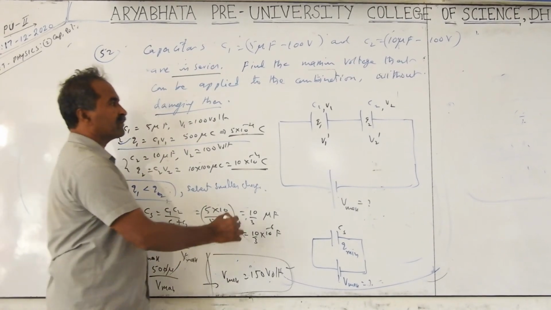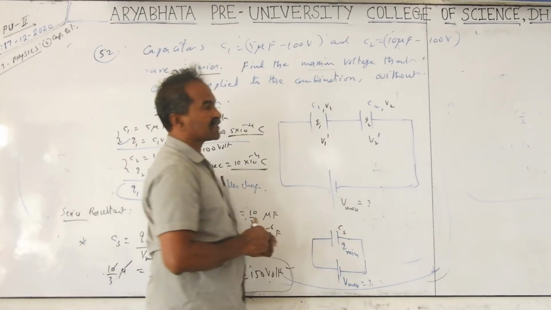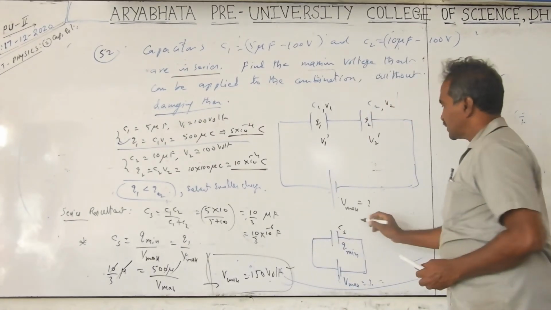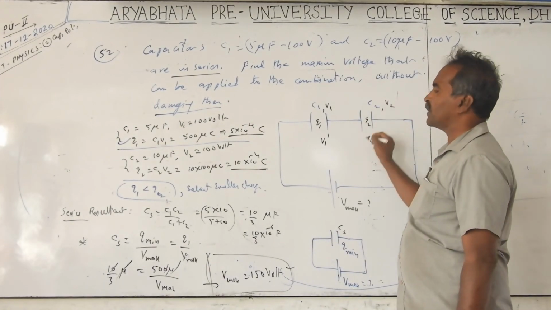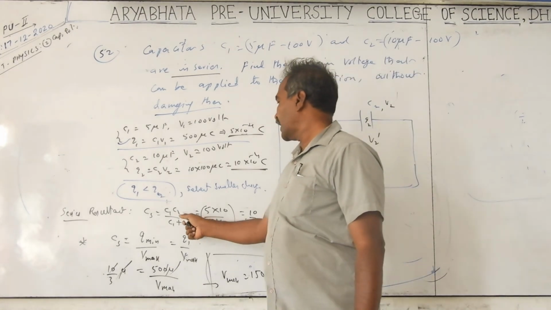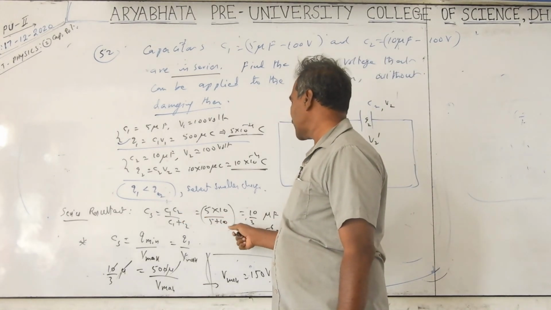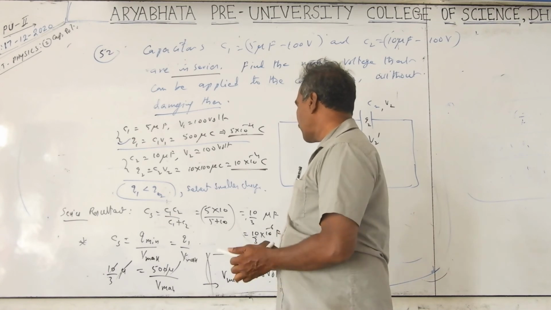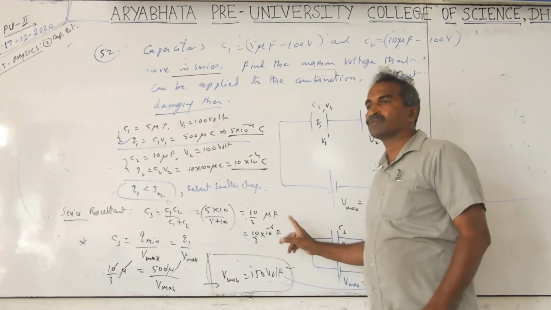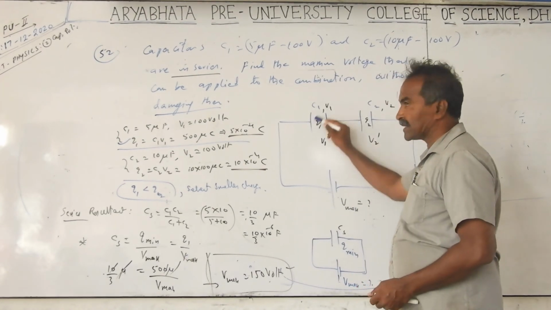Then you find out the equivalent capacitance, the C series. C series equals C1 C2 by C1 plus C2. Calculating the value, 5 into 10 by 5 plus 10, the result becomes equal to 10 by 3 microfarads. That is 10 by 3 times 10 to the power of minus 6 farads you get. So this is the resultant capacitance.